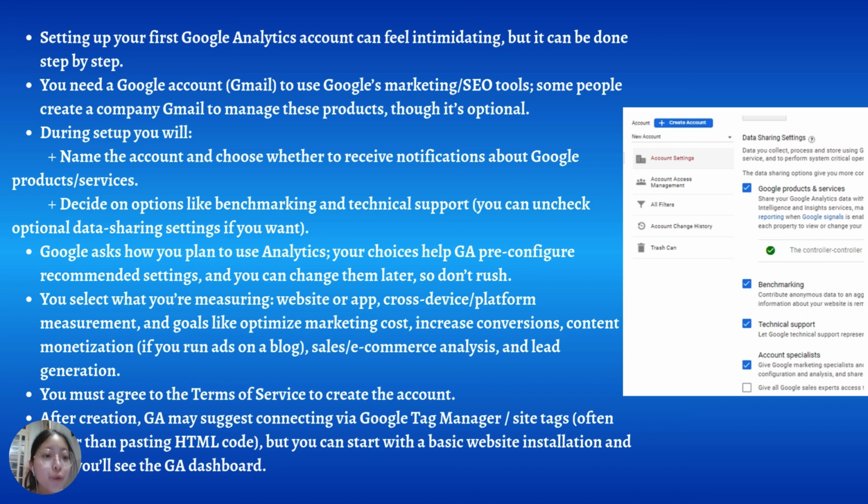During setup, you will first name the account and choose whether to receive notifications about Google products. Second, decide on options like benchmarking and technical support. Next, Google asks you how you plan to use analytics. Your choices have GA pre-configured recommended settings, and you can change them later. So don't rush. You select what you're measuring: websites or app, cross-device or platform measurements, and goals like optimized marketing costs, etc. You must agree to the terms of service to create the account.